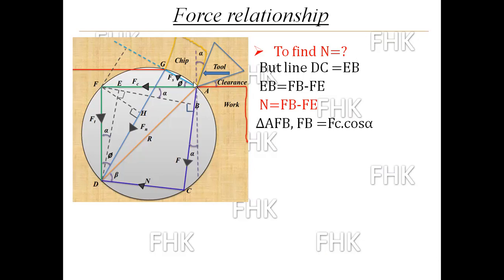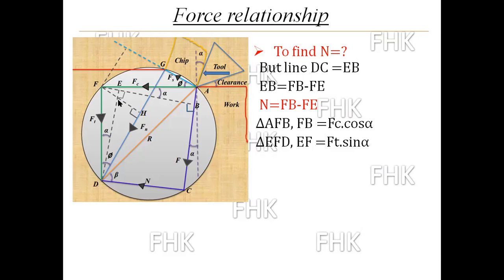In triangle AFB, we have already found angle alpha. This is angle alpha, this angle will be 90 degrees, and FA is equal to FC, which is known. One parameter is unknown here, that is FB. So FB will become FC cos alpha. Now what is FE?